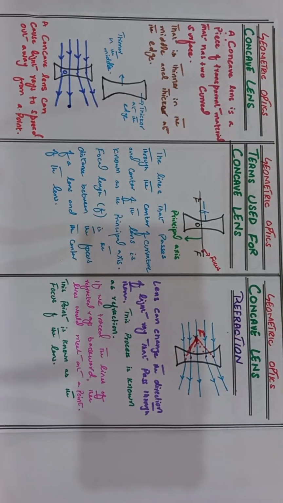Okay, now we discuss the diverging lens. Which lens is called the diverging lens? The concave lens is called the diverging lens. Now we discuss the diverging lens.